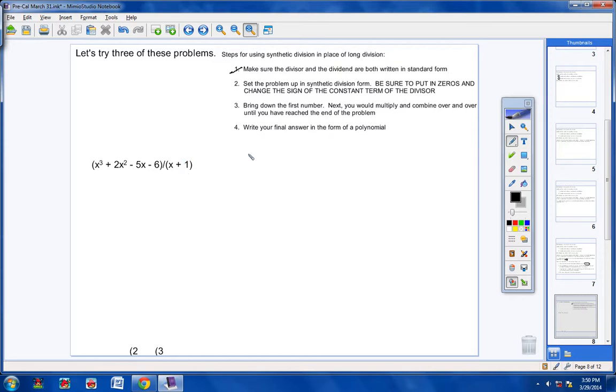Here we go. Here's how you do synthetic division. All right, please watch carefully. You put a little half a box like that, put a line down here. Now, you're going to take the coefficients of your dividend right here, and you're going to put them right here. So the coefficient of your x cubed is 1, the coefficient of your x squared is 2, the coefficient of your x is negative 5, and your constant term is negative 6. Okay? That's easy, isn't it? You take the coefficients of your dividend and you put them right here. That's so easy. So I'm setting the problem up, step 2, in synthetic division form.